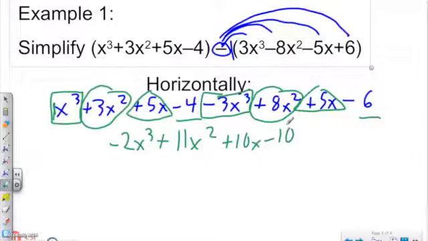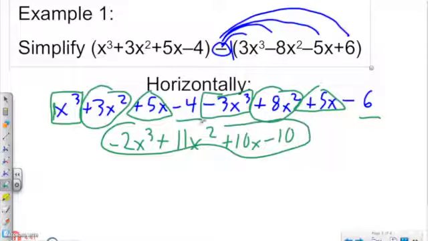And I don't have any more like terms. I have everything simplified the best I can, so that is going to be our answer. -2x cubed plus 11x squared plus 10x minus 10.